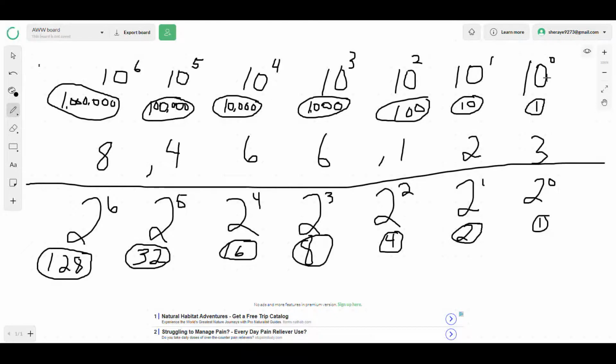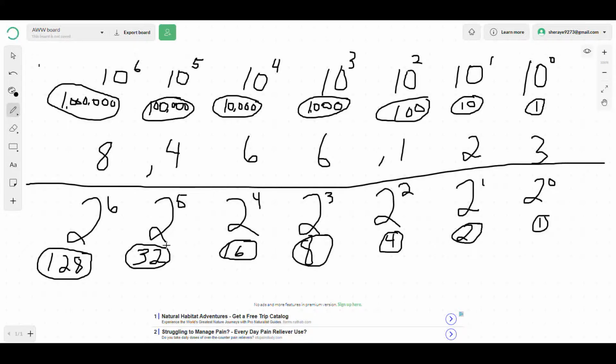Just like we use place values of 10, when you do binary, you have place values of 2, because remember binary means 2. So you can do the same thing. 2 to the 0 is again 1. Any number with an exponent of 0 is 1. 2 to the 1st power is 2. 2 to the 2nd power is 4. 2 to the 3rd power is 8. 2 to the 4th power is 16. 2 to the 5th power is 32. And 2 to the 6th power is 128, and on it goes.